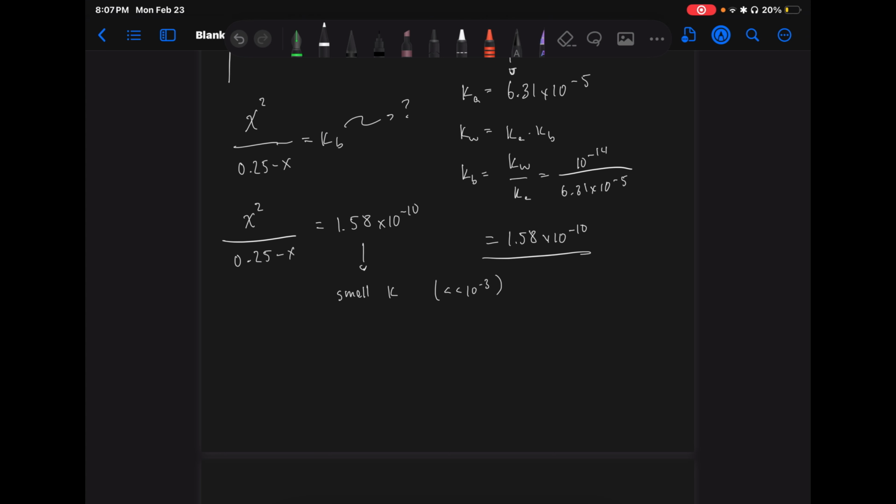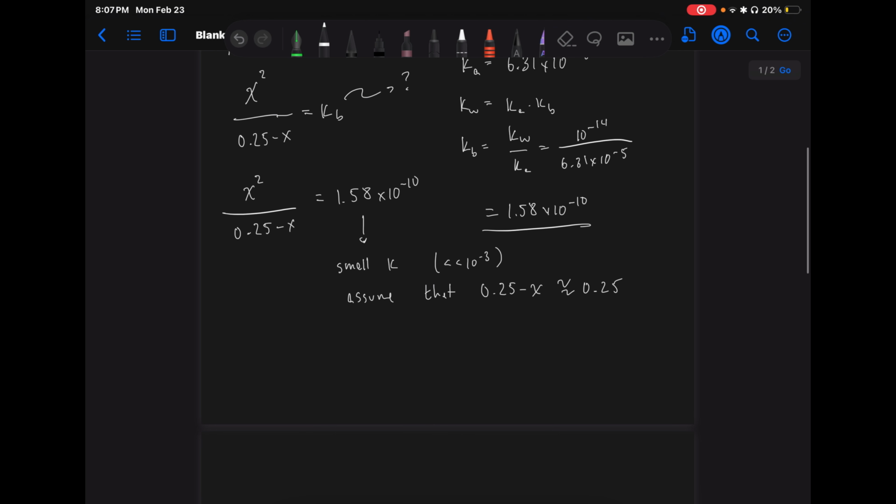That means we don't have to account for the change in x. So with that, we could assume that 0.25 minus x is just basically 0.25, because we don't have to account for the change in x. That makes it much easier, because we don't have to distribute the 1.58 times 10 to the negative 10 to both terms, and we can just solve it for what it is. So with that, we would get x squared over 0.25 is equal to 1.58 times 10 to the negative 10.